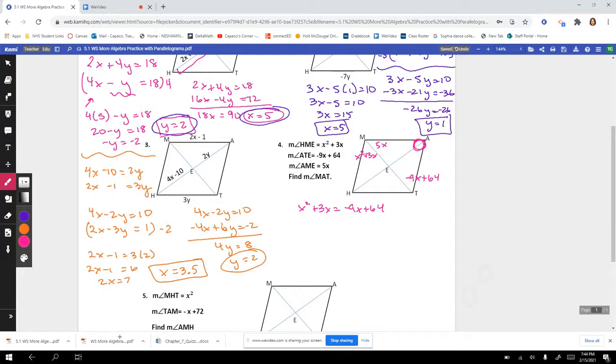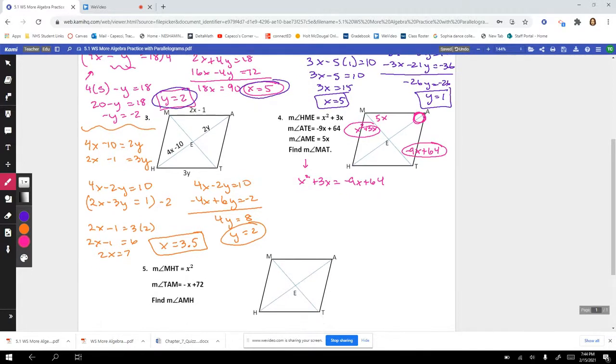So I'm just going to go with what I started with, this angle and this angle, because we have parallelograms. They are alternate interior angles. They're set equal to each other. Now, anytime I have the second power or higher in algebra, I want to bring everything to one side and see if I can factor it. So I'm going to add 9x to both sides. And I have x squared plus 12x minus 64 is equal to 0.